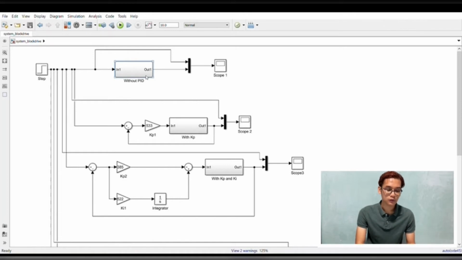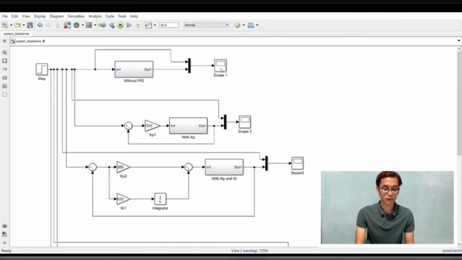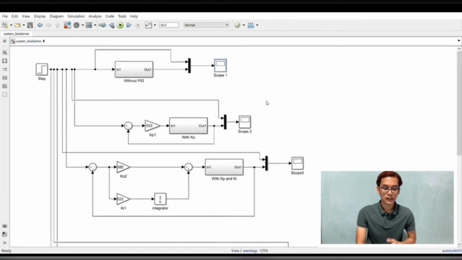I will show the first one, the subsystem or the DC motor without any PID value. See, this is our DC motor transfer function, and this is our scope 1. We can see that the yellow one is our desired input, and the blue one is our actual output. So we can see the difference there. And then we move to the second one, the subsystem or DC motor with KP value.